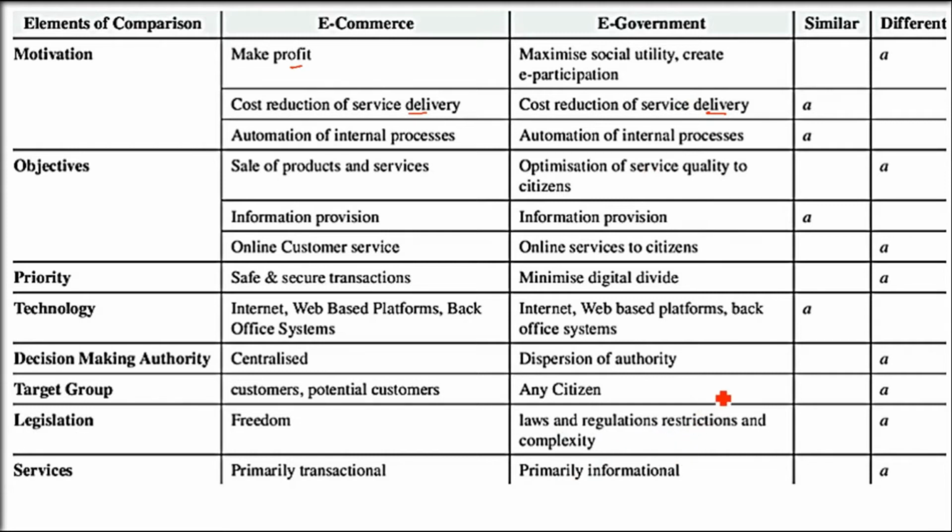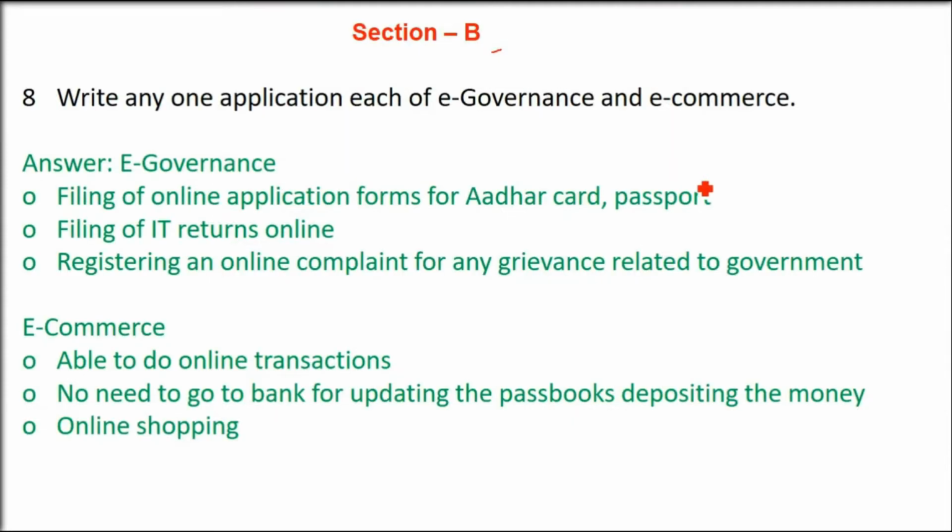So the work of government is to do what? It is to govern, and there will be complexity involved. The services of e-commerce are mainly transactional. You see your stuff, you like it, then you pay the money and get it on delivery. E-government is primarily informational, for everyone to be informed. So let us see the applications now.